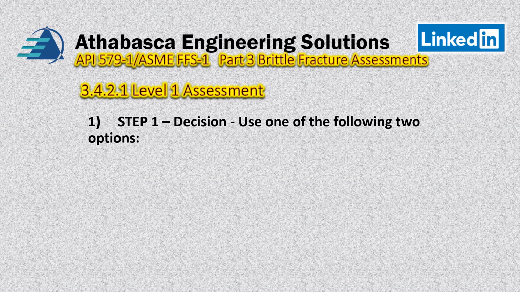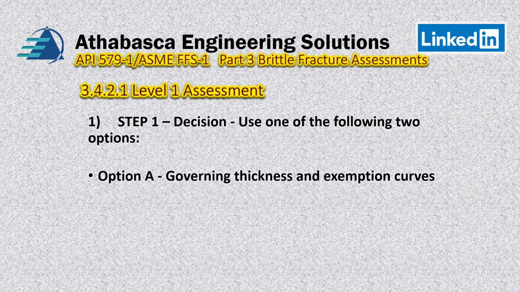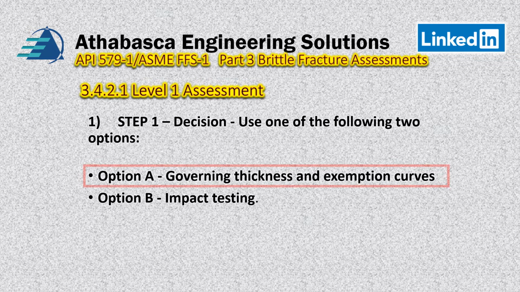We're going to take a look at what strategies to use. We have two in our toolbox: option A, governing thickness and exemption curves, and impact testing. Because we don't have any impact tests, our only option is option A, governing thickness and exemption curves. Let's continue.